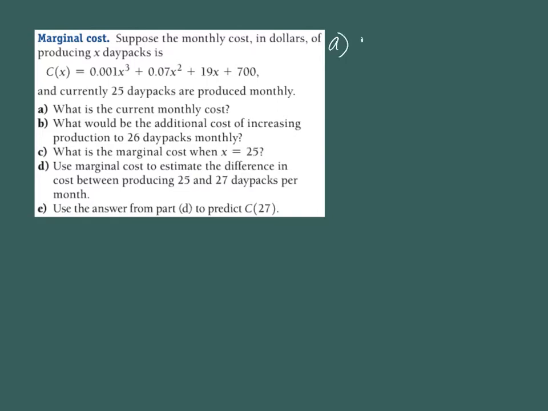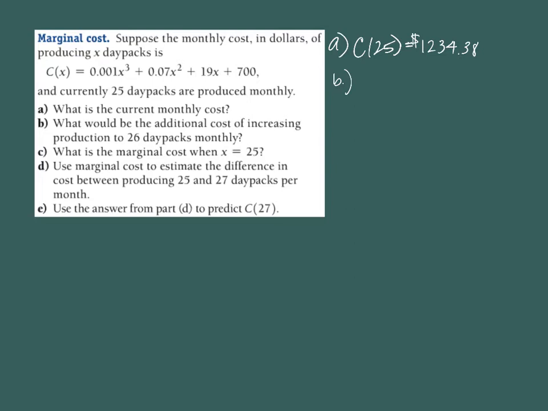So part A, the current monthly cost is C of 25. And so if we break out our calculators and calculate that up, I'll let you pause and calculate that and make sure we get the same answer. Okay. So if we plug this into our calculator, we discover that it would be approximately $1,234.38 to produce 25 day packs.